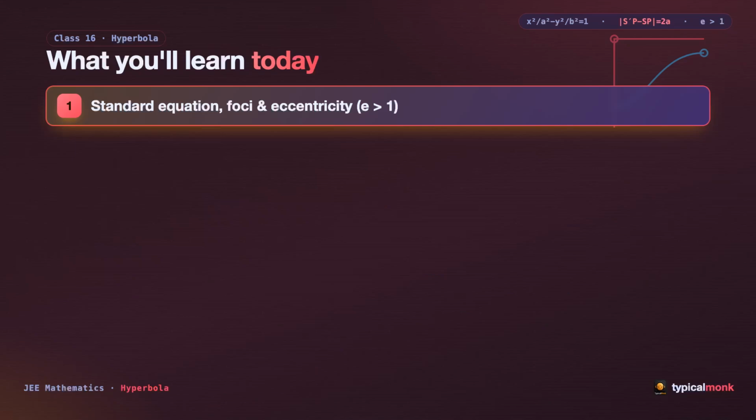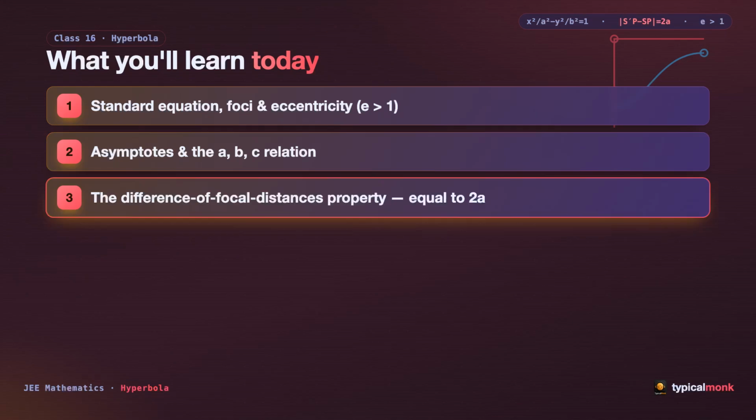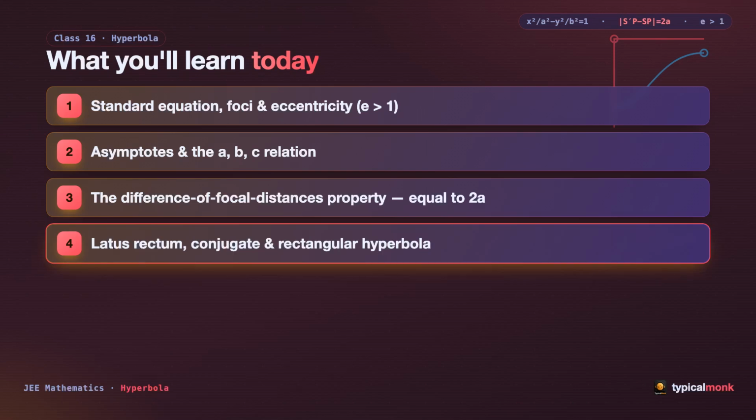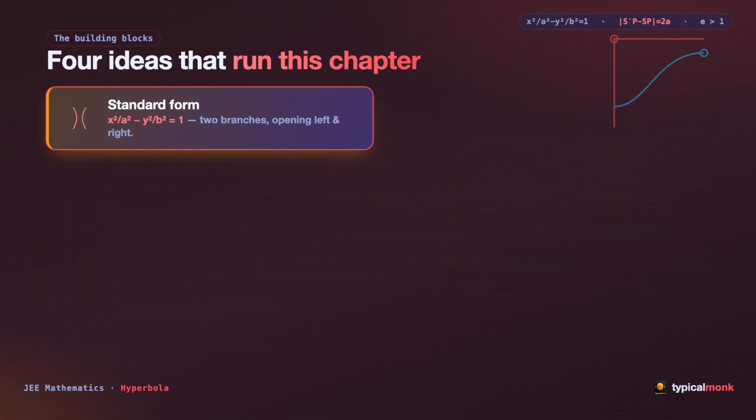Here is what you will learn today. First, the standard equation, the foci, and the eccentricity, which is greater than 1. Second, the asymptotes and the relation between a, b, and c. Third, the difference of focal distances property, which equals 2a. Fourth, the latus rectum and the conjugate and rectangular hyperbola. And fifth, ellipse versus hyperbola and the drills. One idea at a time. 4 ideas run this entire chapter. Look at them together first.